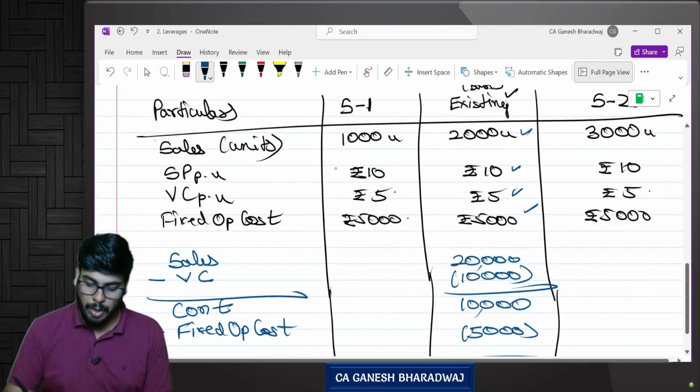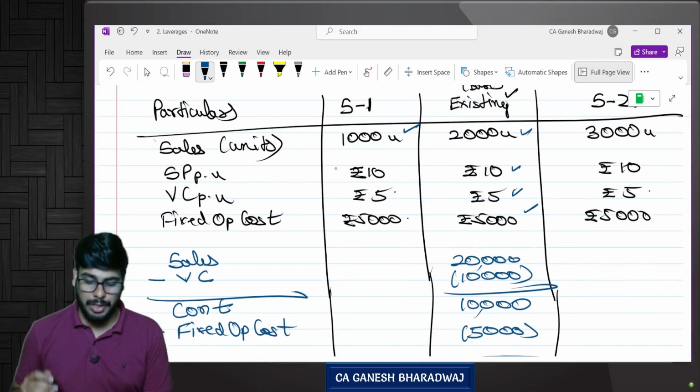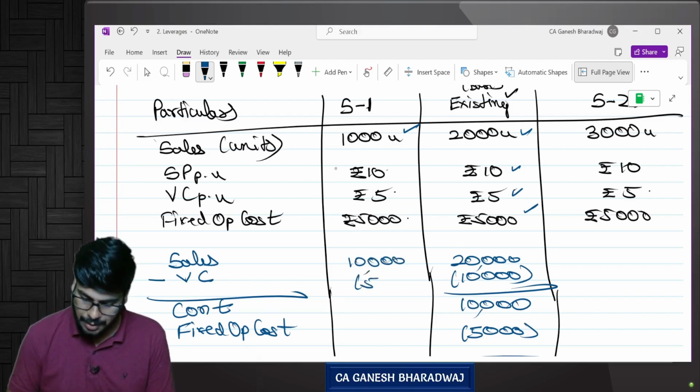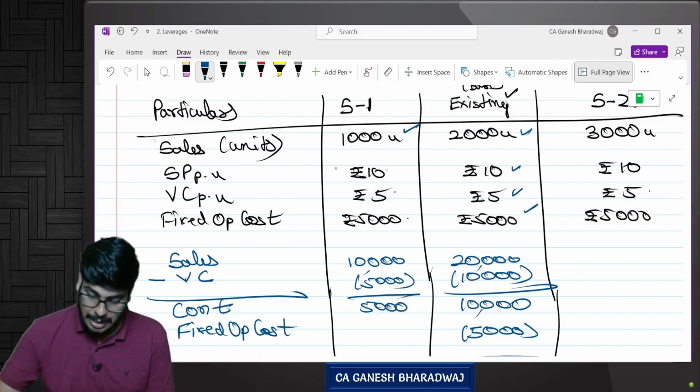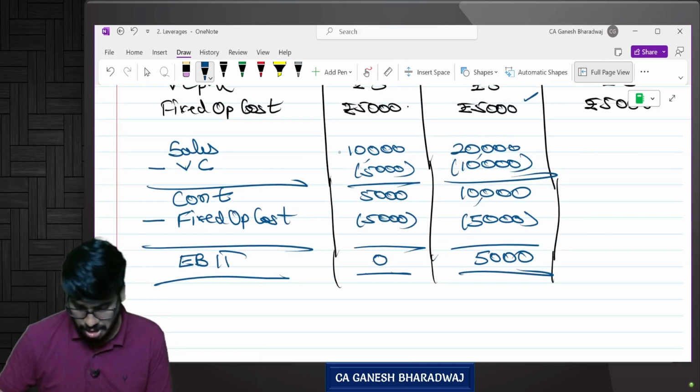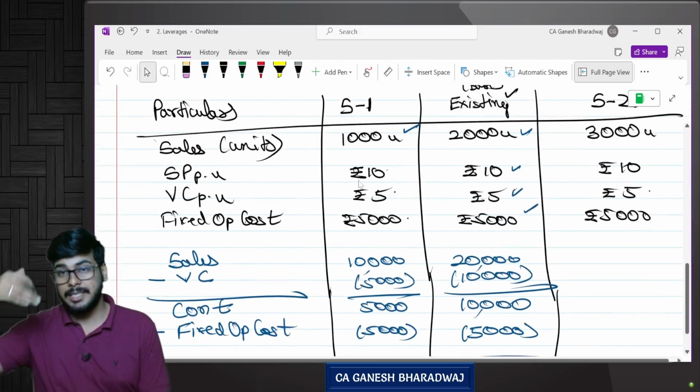Yes. Let's go to situation 1. In situation 1, the total units sold is how much? 1,000 units. So the sales value is 1,000 into 10, that's going to be 10,000, right? Variable cost is 1,000 into 5, that's going to be 5,000. And your contribution is going to be 5,000 rupees. Fixed operating costs, how much is this? That's going to be 5,000. So now, what is your EBIT? EBIT is going to be 0 in this case, correct or not?